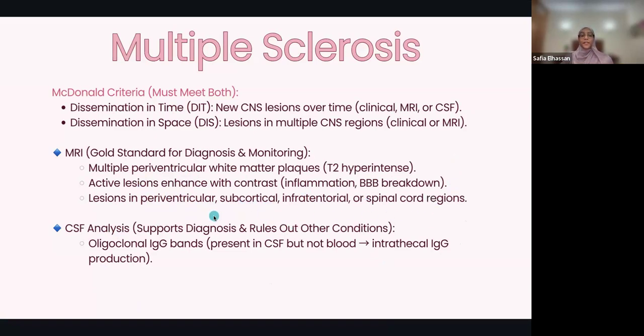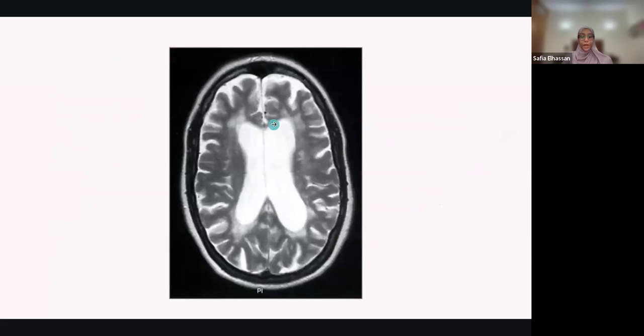You could also do a CSF analysis. As you guys correctly mentioned, you would be able to see oligoclonal IgG bands. So this is what the MRI looks like. And these are the enhancing lesions where you would see the plaques of the MS.